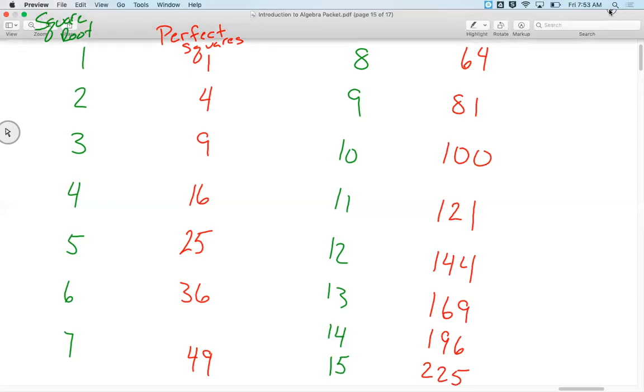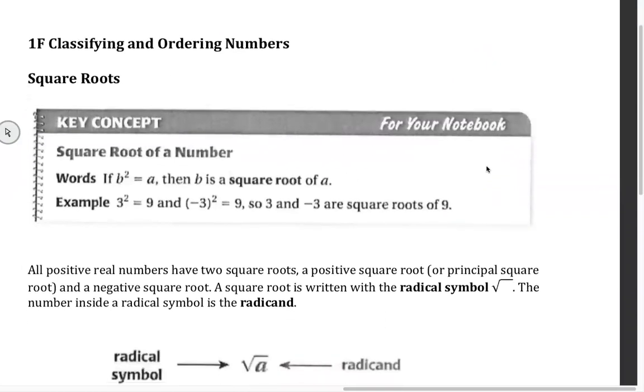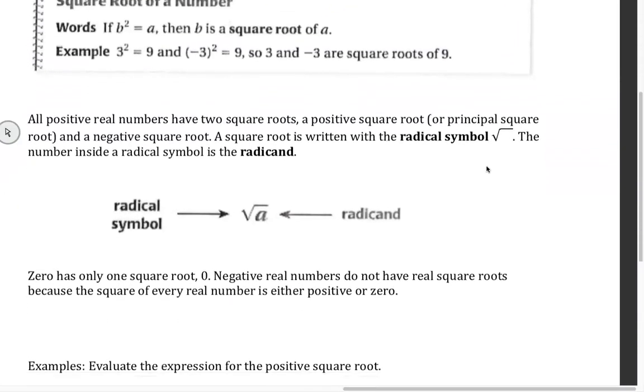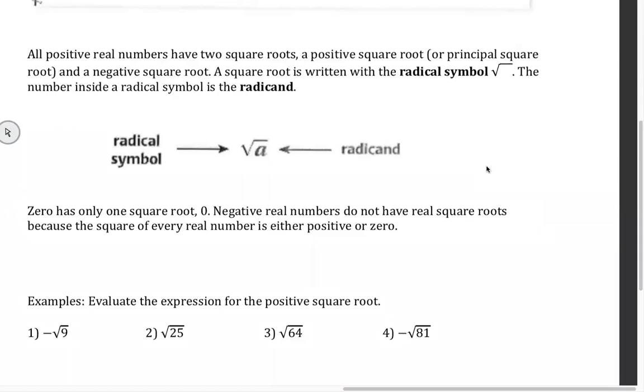Now, knowing this, let's start the lesson and talk about all of this fun stuff. So all of this is kind of like mumbo jumbo and jargon. Okay, so all positive real numbers have 2 square roots. Meaning, let's take 9 for example. 9 is 3 times 3. It could also be -3 times -3. So there's always 2 answers to a square root problem.